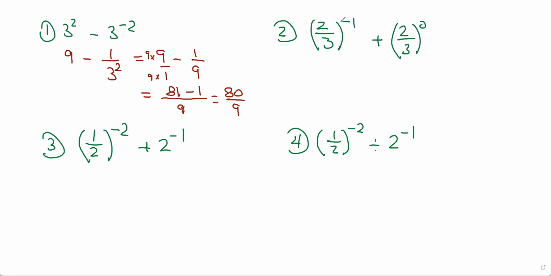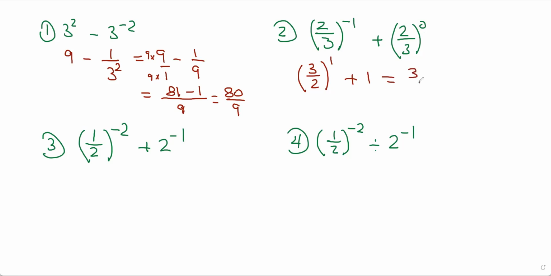So this one, you have a negative exponent here. When you have a fraction like this and it's a negative exponent, all you need to do is flip this fraction. So make it 3 over 2. And then the exponent becomes 1. And then anything to the power of 0, even if it's a fraction, would just give you 1. It's simply 1, basically.